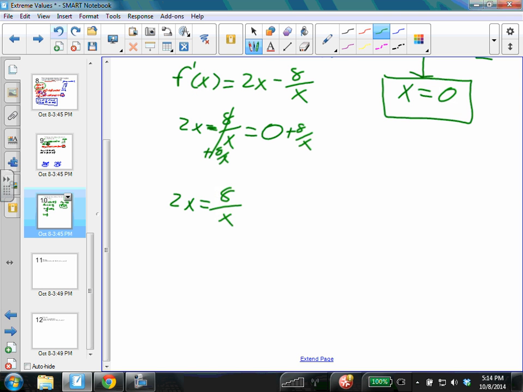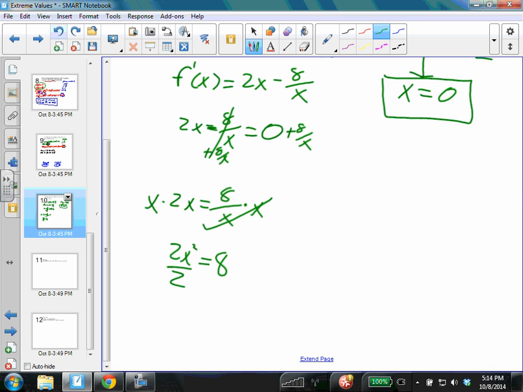And so now if I want to get my x's by themselves, I need to get this x off the bottom. That's always a key. So in order to get it off the bottom, I'm going to multiply by it on both sides of the equation. On the right-hand side, it'll cancel. And on the left, x times 2x just makes 2x squared is equal to 8, right? That right side is just an 8 now.